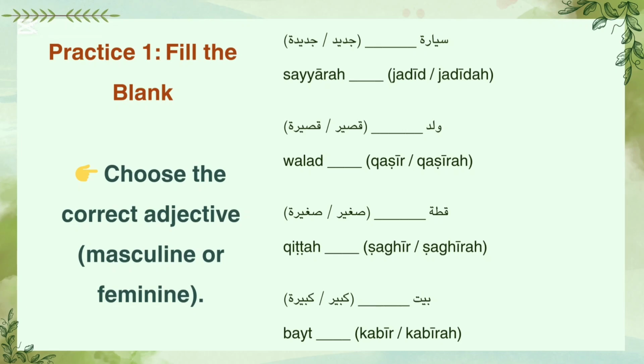Next is kitta. Can I say kitta sagir? Yes or no? No, I can't say kitta sagir. It should be kitta sagira because kitta ends with ta marbuta and sagira also ends with ta marbuta. So, what's the meaning of kitta sagira? Kitta means cat and sagira means small. So, it means small cat. Okay, next is bait. Bait kabir or bait kabira? Bait kabira. The house is big. Bait means house and kabira means big.